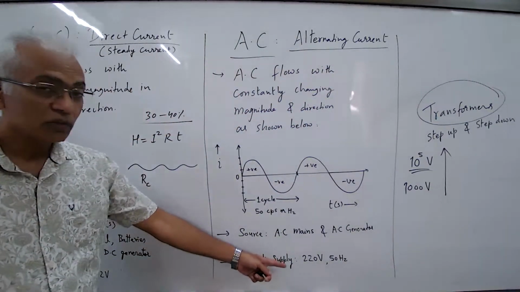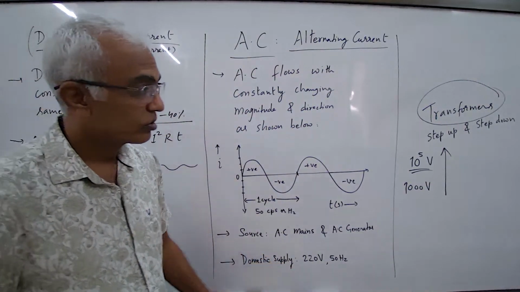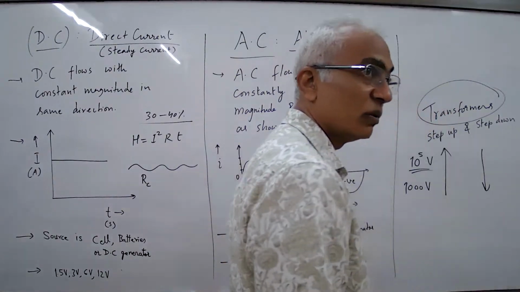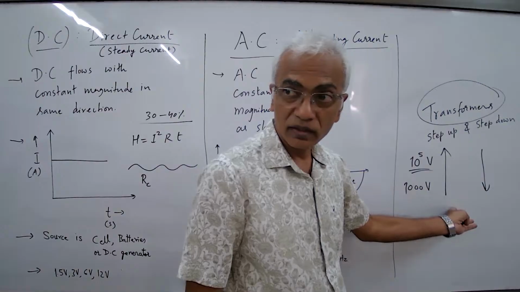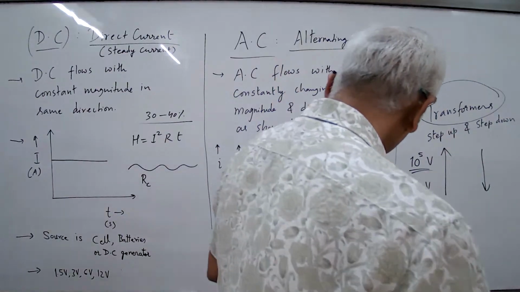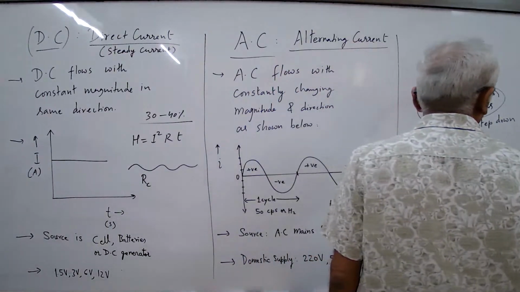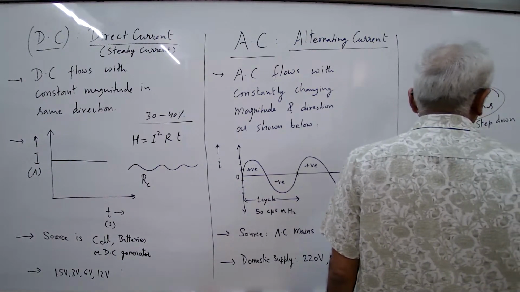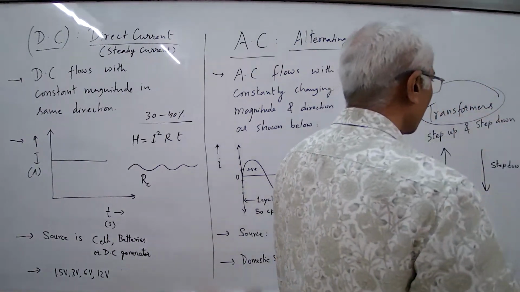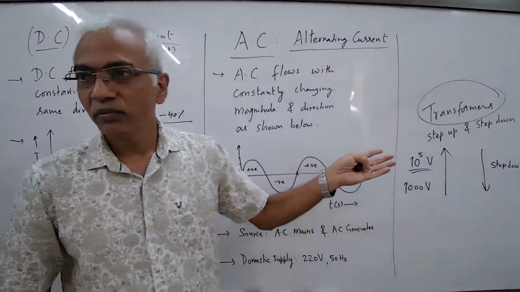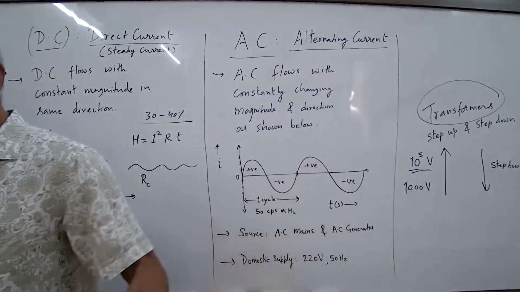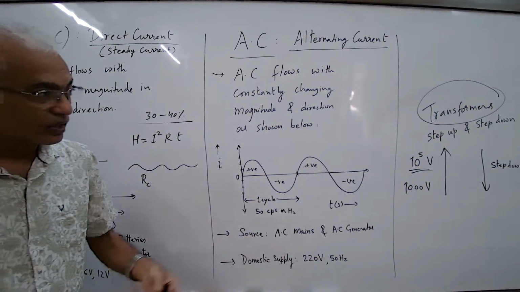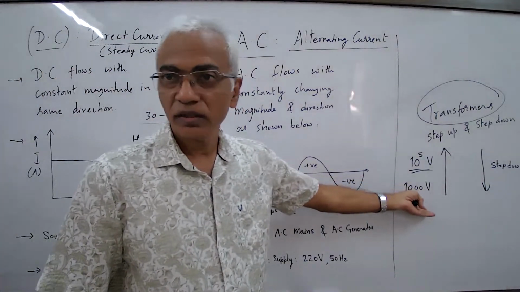But at our home, what supply do we need? 220. If 1 lakh volt enters our house, it will burn everything. We don't have devices which can run at that. We have devices to operate on 220 volt, so it has to be stepped down. There are different kinds of transformers available. The same transformer has two functionalities: on one side it will step up, on the other side it will step down. And you are using it on a daily basis actually.